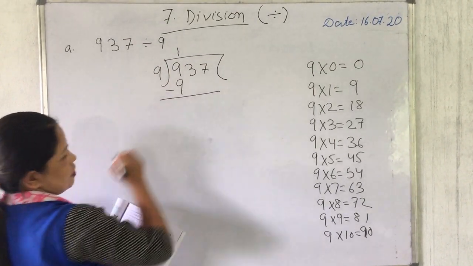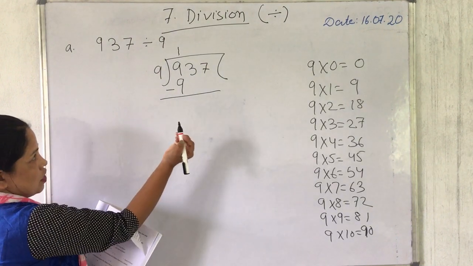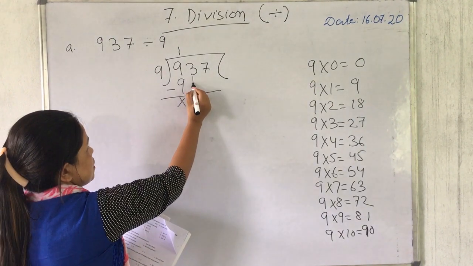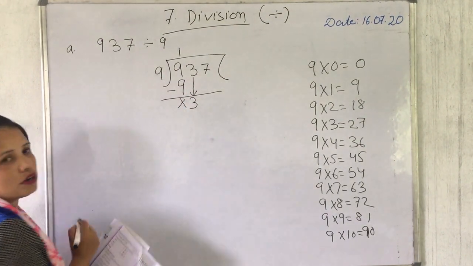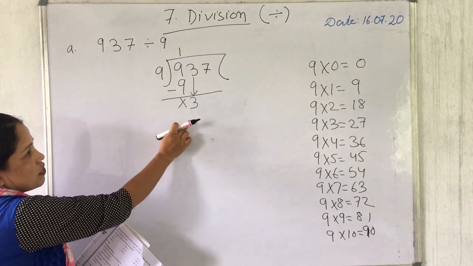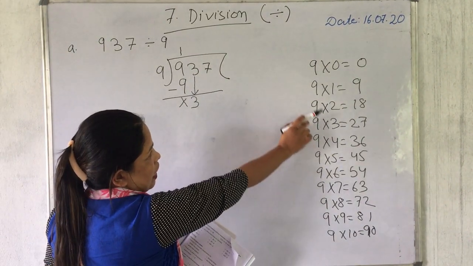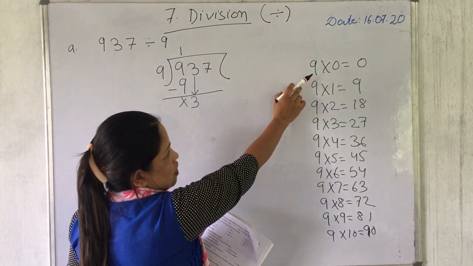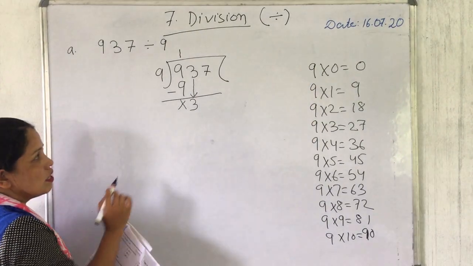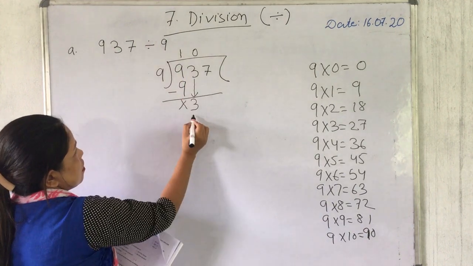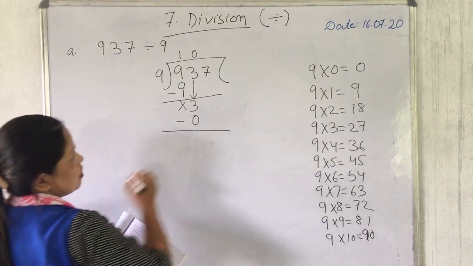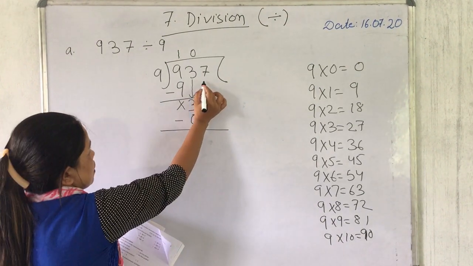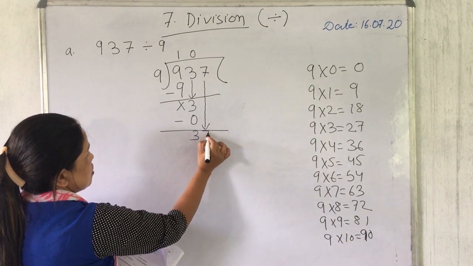Okay, now subtract it. So 9 minus 9 is 0. You can cross it out. Is that clear? So the next step is to put this 3 down here. Okay. So children, in the 9 table, does 3 come? Is there any 3 in the 9 table? No, isn't it? So you have to choose the number which is less than 3. Which is the number less than 3? 0. Isn't it? So 9 zeros are 0. Again subtract it. Now 3 minus 0 is 3.